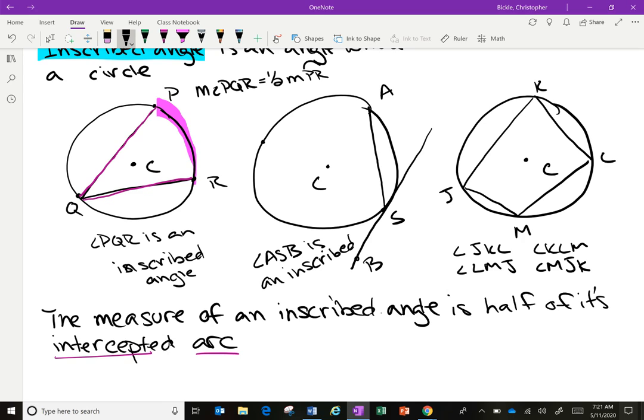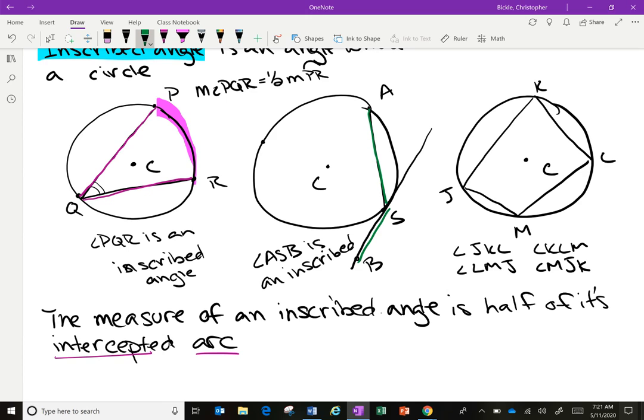So the measure of angle PQR, the measure of this angle here on the inside, is going to be exactly 1/2 of the measure of the arc. Same thing is true over here. The measure of this angle ASB, I'll do this one in green, is going to be half the measure of the arc.